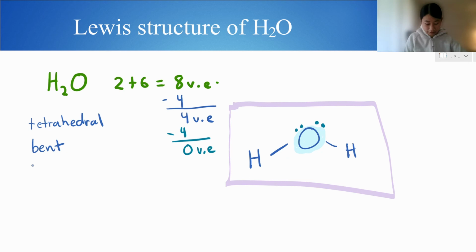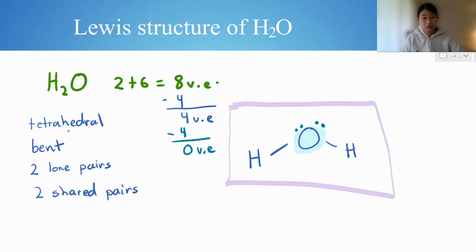And we can say that it has 2 lone pairs on the central atom and 2 shared pairs that connect to the central atom. So it's a good idea to know how to find its electron pair geometry and the molecular geometry, and to know how to count the lone pairs and the number of shared pairs.